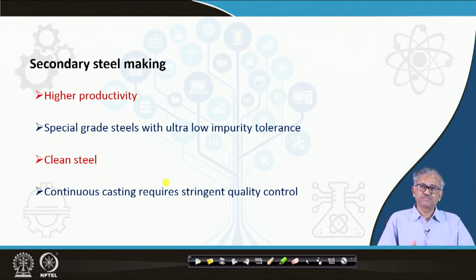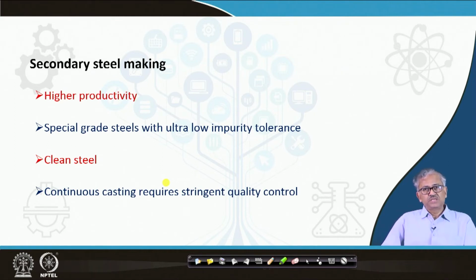So they may be entrapped, or due to supersaturation, a lot of precipitation can take place during solidification, and these precipitates may not float up to the slag or to the top. As a result, those will be entrapped. That's why continuous casting requires stringent quality control. Basically, impurity tolerance is not high in continuous casting because of its very fast nature of solidification.